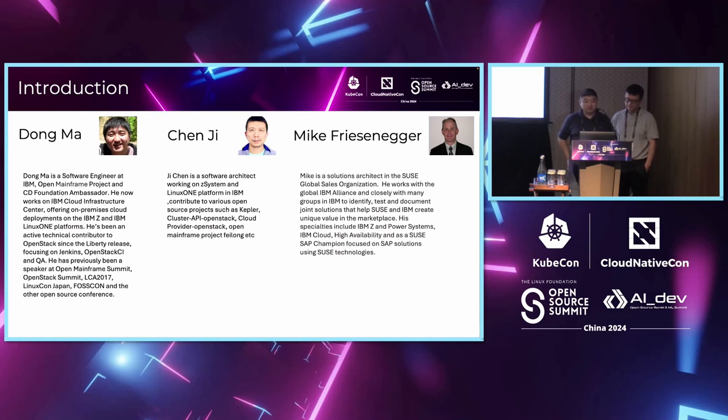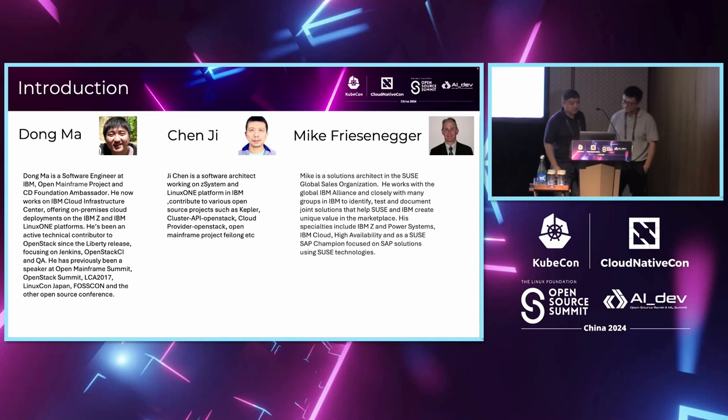Mike is a solution architect in the SUSE Global Sales Organization. He works with the Global IBM Alliance and closely with many groups in IBM to identify, test, and document joint solutions that help SUSE and IBM create unique value in the marketplace. His specialties include IBM Z and Power Systems, IBM Cloud, high availability, and as a SUSE SAP champion, he focuses on SAP solutions using SUSE technologies.